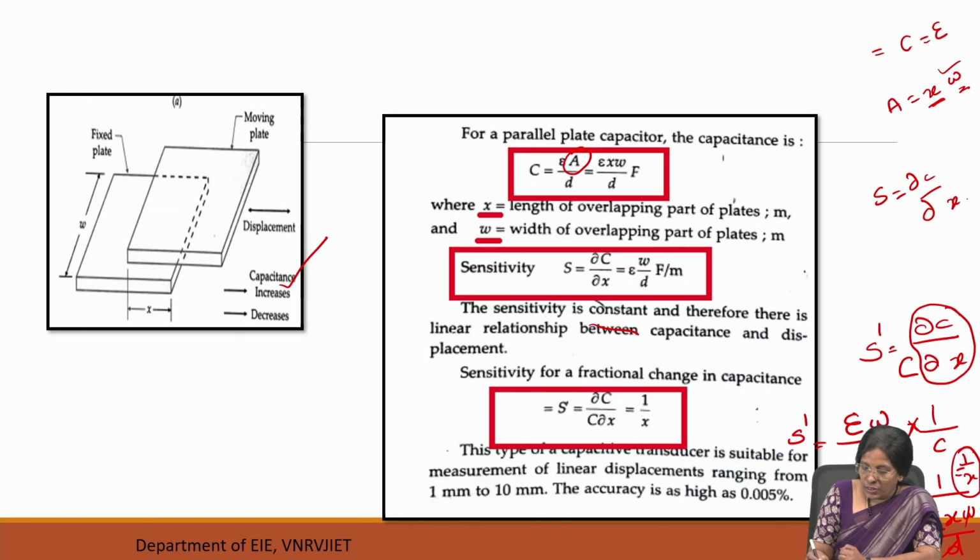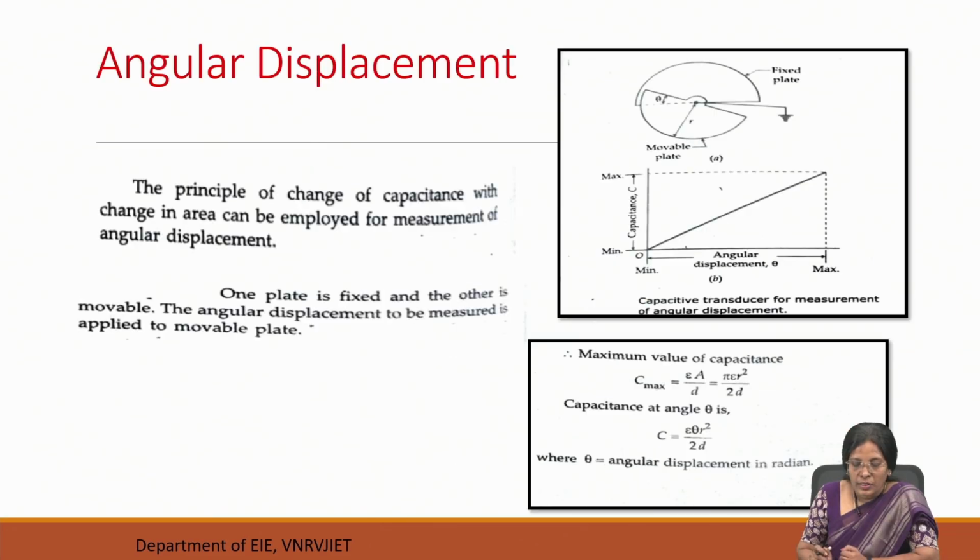Now this fractional change, or this fractional sensitivity, is equal to 1 by X. This type of arrangement can be used to measure linear displacements. It is from 1 mm to 10 mm. Next example is angular displacement.